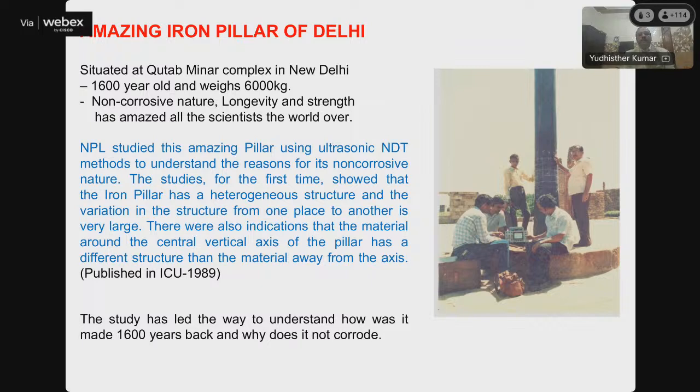The studies for the first time showed that the iron pillar has a heterogeneous structure and the variation in structure from one place to another is very large. There were also indications that the material around the central vertical axis of the iron pillar has a different structure than the material away from the axis. This work we also published in the International Conference on Ultrasonics in '89. The study has led the way to understand how it was made 1600 years back, and why it does not corrode.